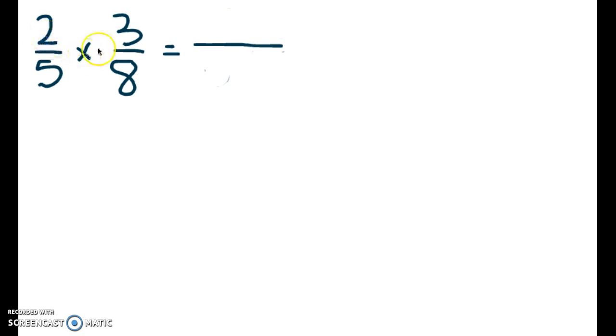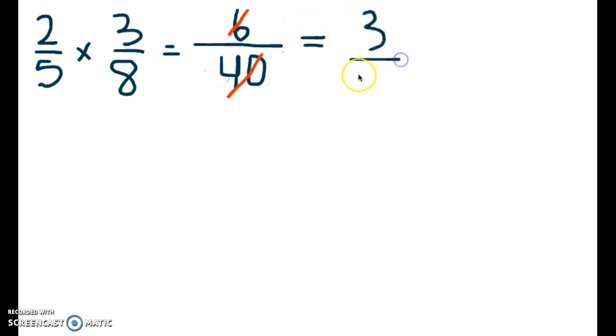So 2 times 3, and I get a 6 in the numerator, 5 times 8, and I have a 40 in the denominator. And looking quickly at these numbers, because they're both even numbers, I know they're divisible by 2. So I can divide this number by 2 and divide this number by 2, and I end up with a 3 in the numerator and a 20 in the denominator.